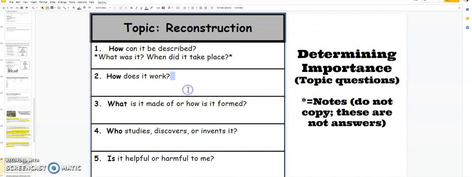So in this case, this is kind of events that happened, right? So not necessarily a thing. Topics usually also talk about things. But in this case, instead of how does it work, let's talk about how did it happen?